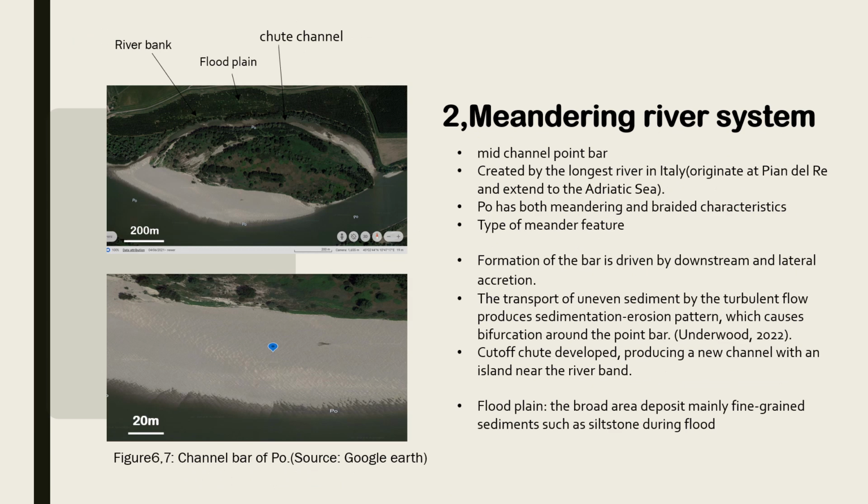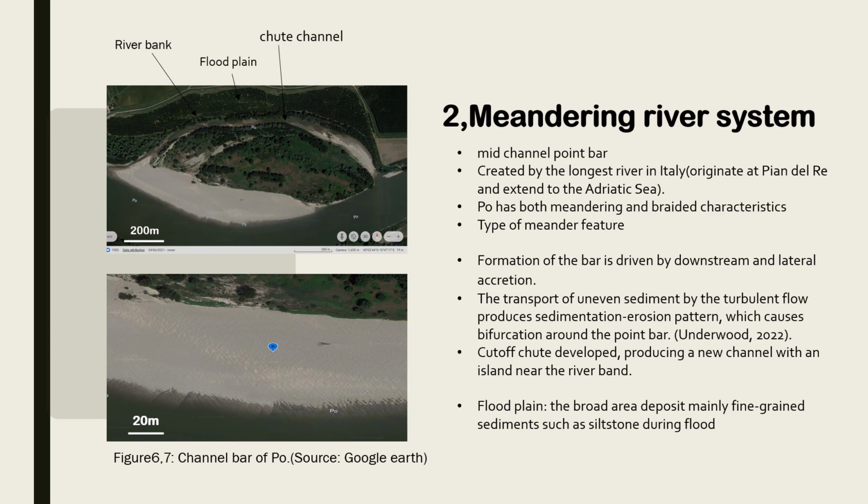The second location shows a meandering river system, and the specific coordinates indicate a mid-channel point bar, which is created by the longest river in Italy, the Po. The Po has both meandering and braided characteristics, and this is a type of meander feature. The bar is formed driven by downstream and lateral accretion.